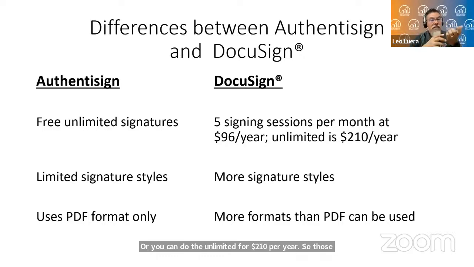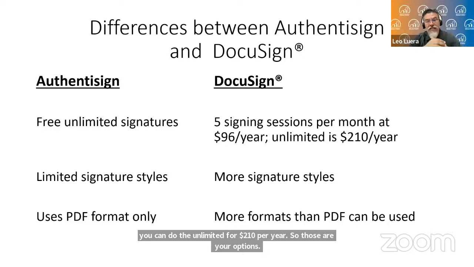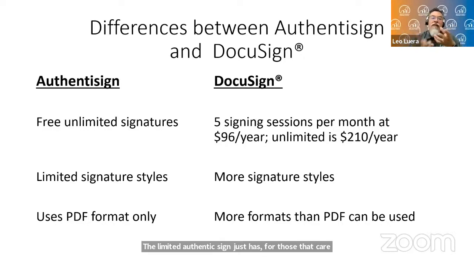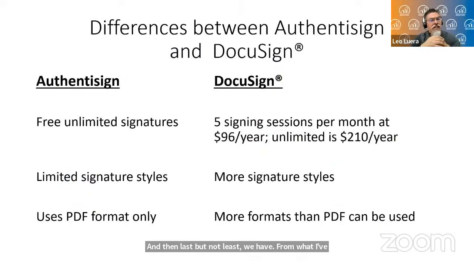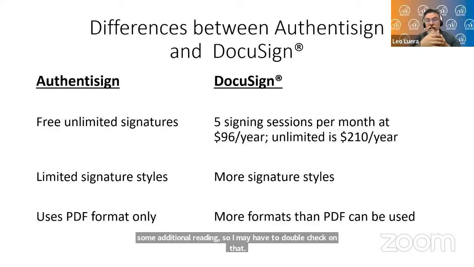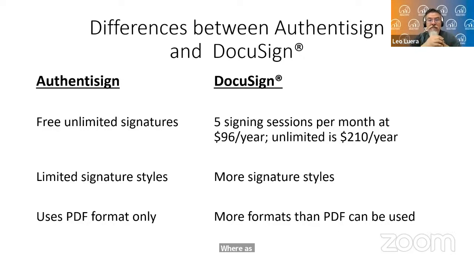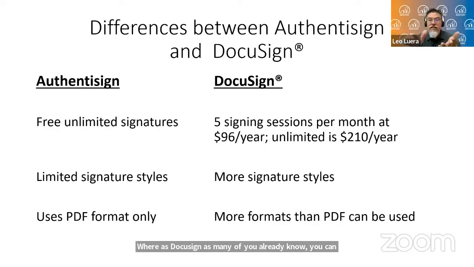For those that care about this, Authentisign has a limited number of font styles that individuals can use when digitally signing, whereas Docusign has a lot more. And last but not least, from what I've seen, Authentisign just does PDF versions of signing. It might do more than that. I was just doing some additional reading, so I may have to double check on that. Whereas with Docusign, as many of you already know, you can sign multiple different types of formats other than just PDF.